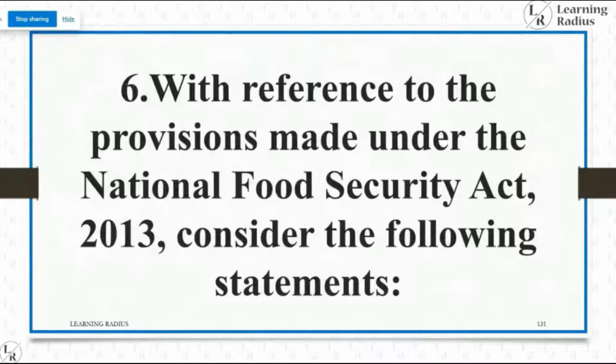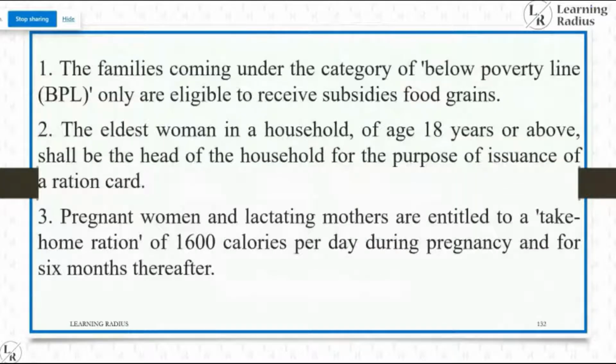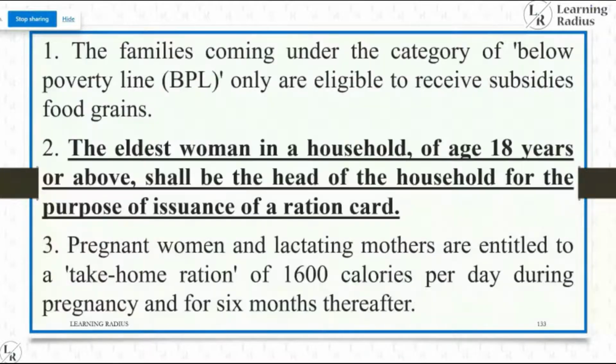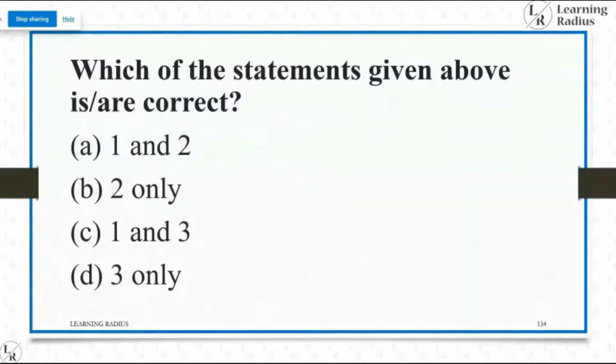Let us look at the next question. With reference to the provisions made under the National Food Security Act 2013, consider the following statements. One: Only families coming under the category of below poverty line, BPL, are eligible to receive subsidised food grains. Two: The eldest woman in a household of age 18 years or above shall be the head of the household for the purpose of issuance of a ration card. Three: Pregnant women or lactating mothers are entitled to take home ration of 1,600 calories per day during pregnancy and for 6 months thereafter. Beautiful statements, not that easy, and UPSC is giving three statements. Which of the statements given above is correct? 1 and 2, 2 only, 1 and 3, and 3 only.